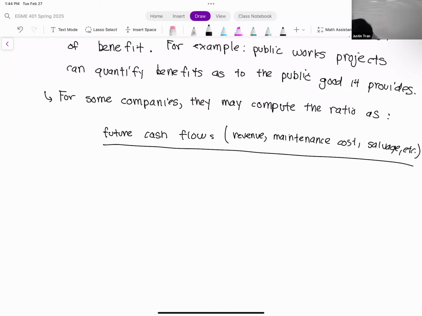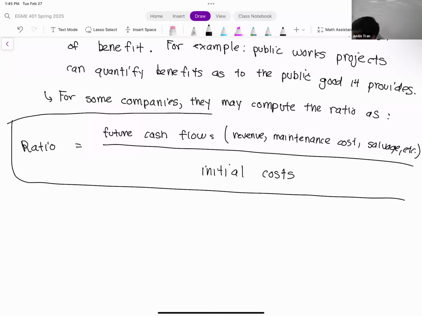And then in the denominator, you have all the initial costs. Okay, so it's a slight modification on the ratio where, typically in a ratio you put all the benefits up top, all the positive cash flows, and then all the costs on the bottom, which includes the initial cost, the maintenance costs, overhaul costs, things like that. But under this kind of paradigm, you just put all future cash flows, whether they be a benefit or a cost, up top, and then all of the initial costs you put on the bottom. Okay.